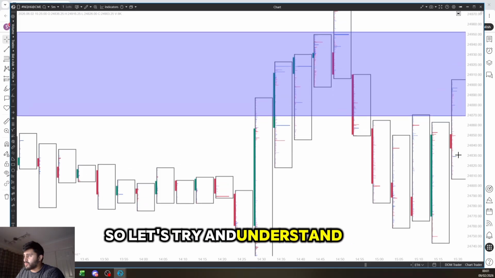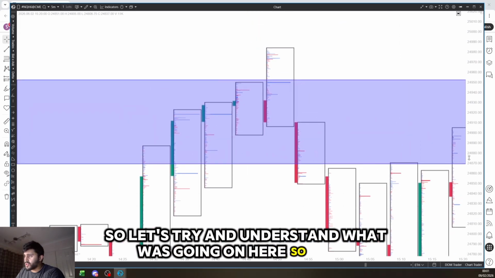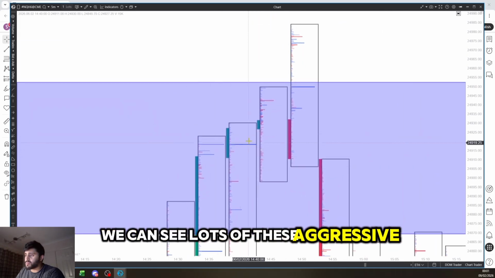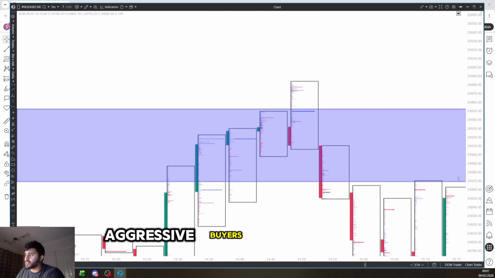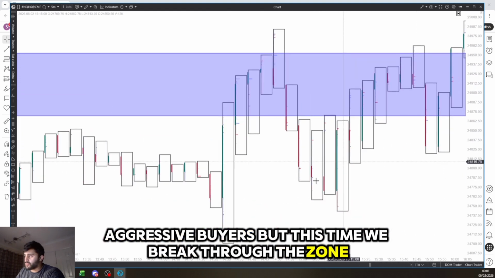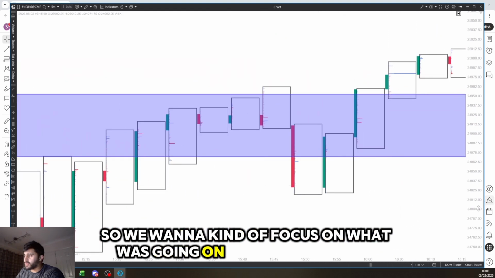So let's try and understand what was going on here. Again, we can see lots of these aggressive buyers, aggressive buyers, aggressive buyers. But this time we break through the zone. So we want to focus on what was going on in the retest.